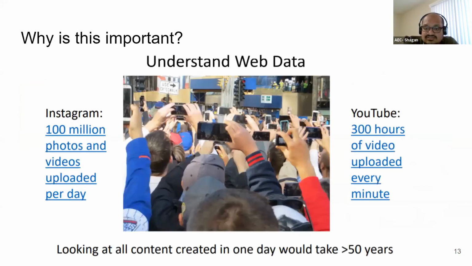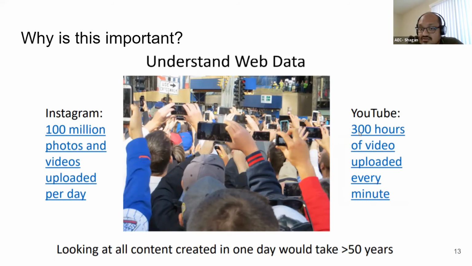So why is this getting more and more important? Nitya did talk about this earlier. I have some more statistics on the same idea. The amount of web data available nowadays is enormous. On Instagram, every day 100 million images, photos and videos are posted. So you can imagine the scale of data available as each day passes.